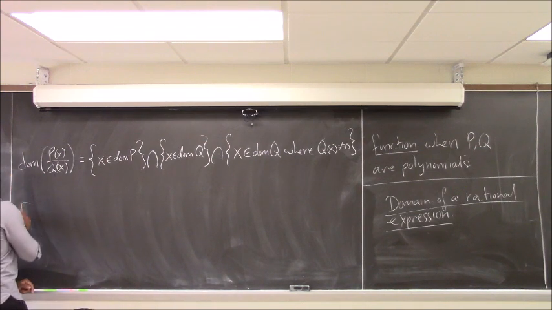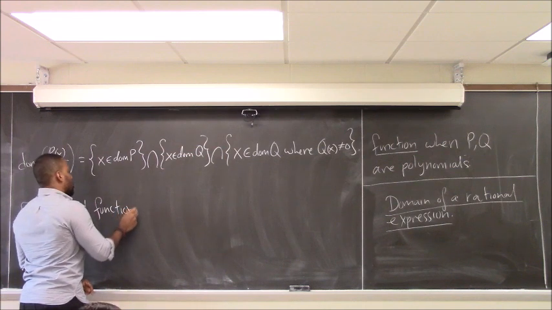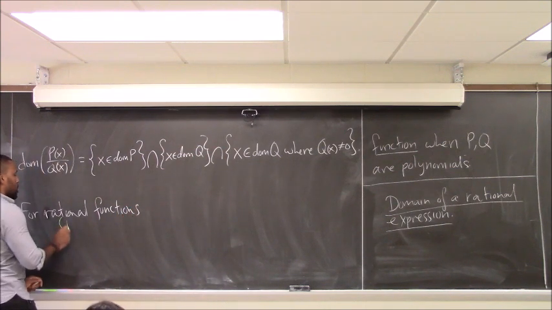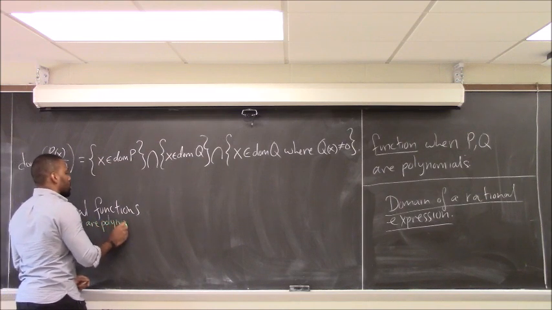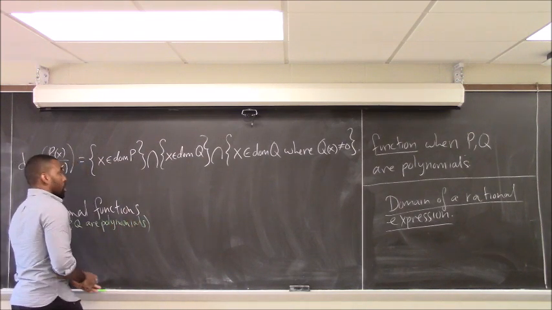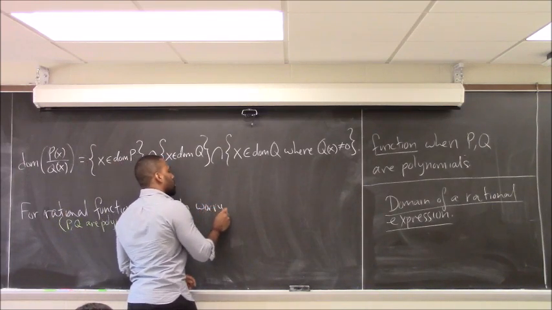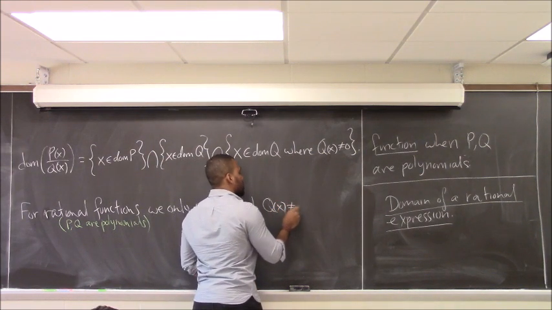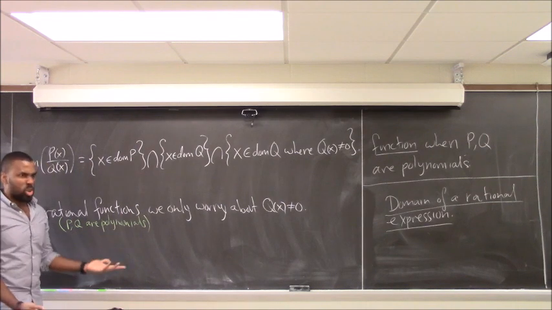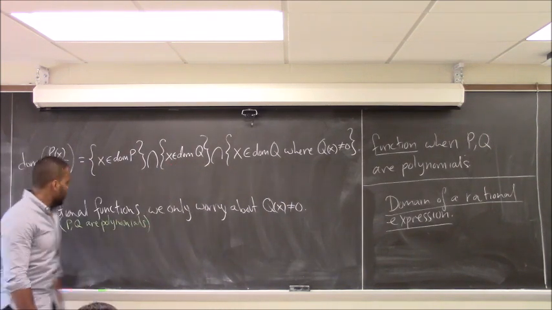Now, for rational functions, and remember when I say rational function, I'm talking about p and q being polynomials, we only worry about q of x not equal to zero. Why? Because polynomials work everywhere. So this will be everything, and that will be everything, and so you only have to worry about this.